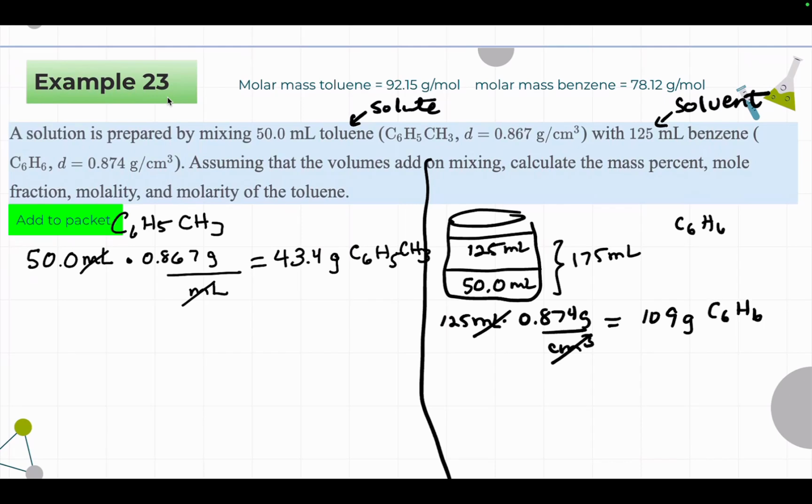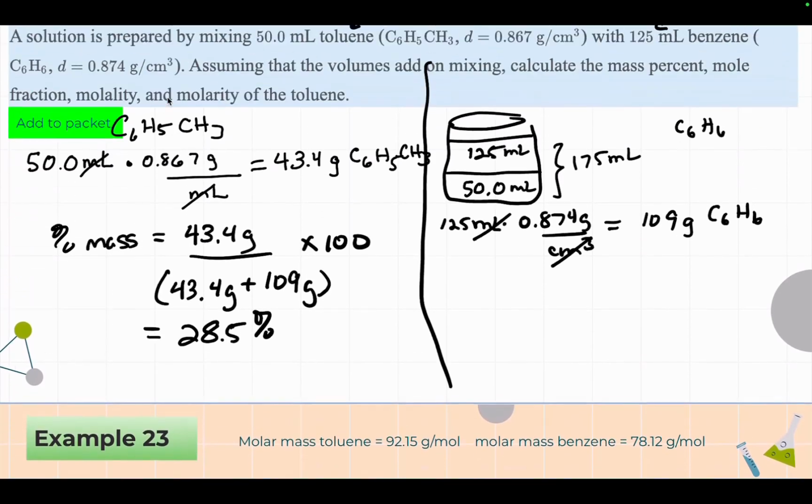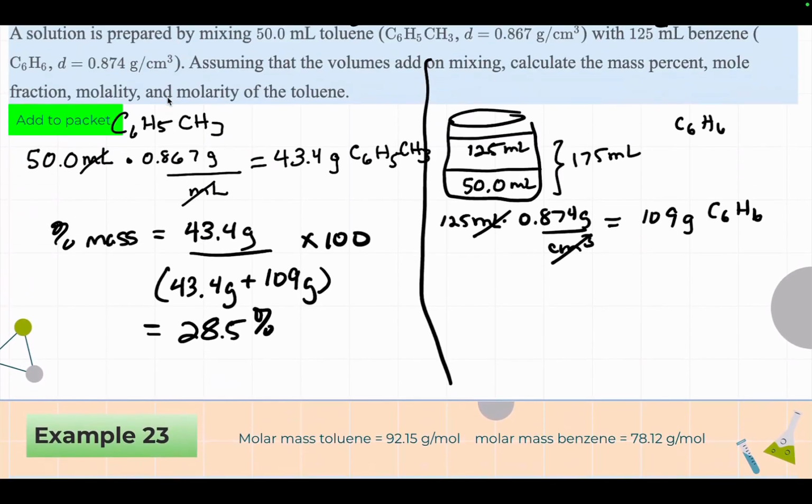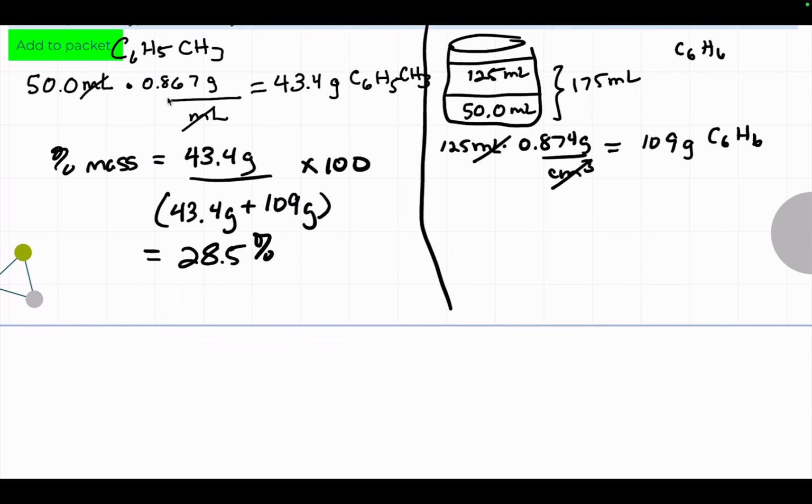So to calculate the percent by mass of the toluene, I'm going to take the grams of the toluene divided by the total grams of the solution, which is the toluene and the benzene, and then multiply by 100. And when I do that, I get 28.5%. I'm going to add another page here. Next, so I did the mass percent.